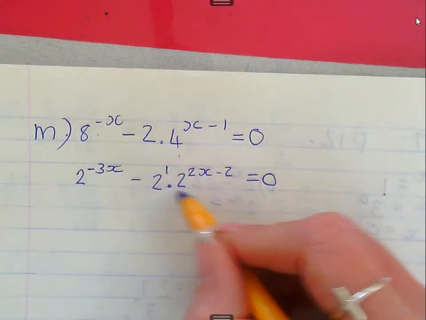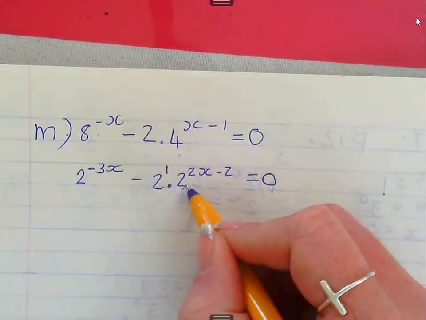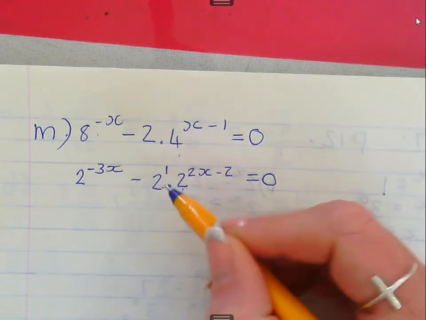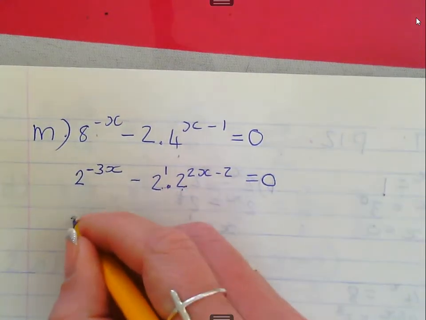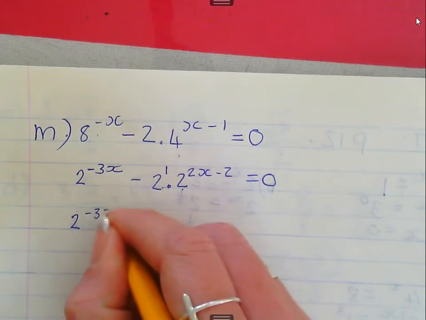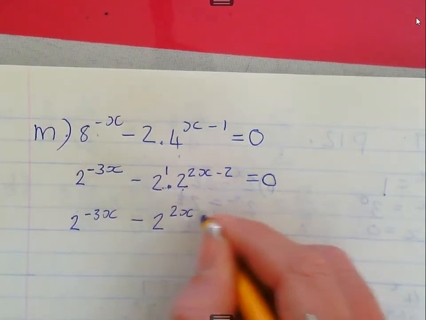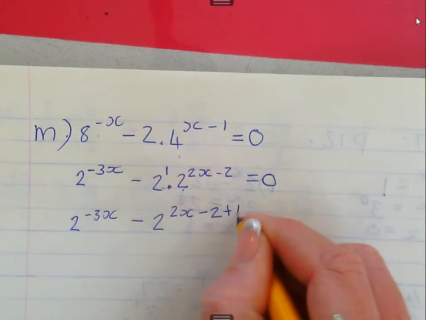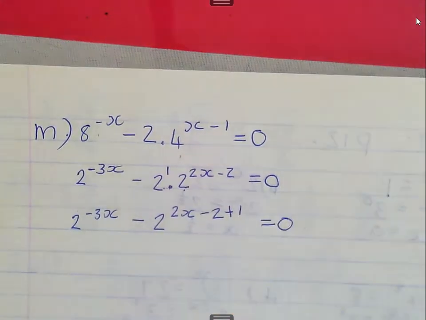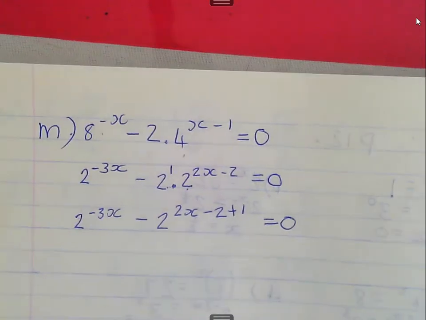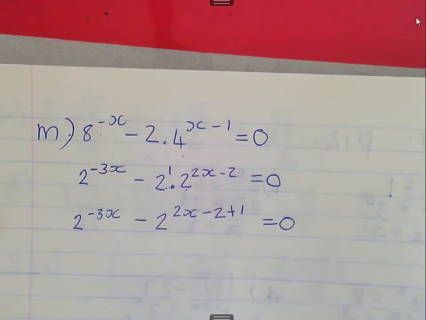And do you see these two are multiplying? And when I multiply, what do I do with the exponents? I add them. So I can rewrite this thing as 2 to the power of negative 3x minus 2 to the power of 2x minus 2 plus 1. I want to take a minute so you all understand what I did there. Do you understand? Must I go through the steps just once more?